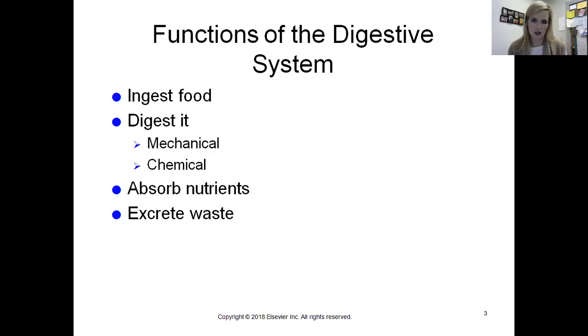The third function of our digestive system is absorption. As I mentioned, we eat healthy foods for a reason. There's a reason why we need to eat more vegetables and fruits and things of that nature, as opposed to just cookies and candies all the time, because these nutrients are going to be absorbed by our body and utilized, and it helps us to function better.